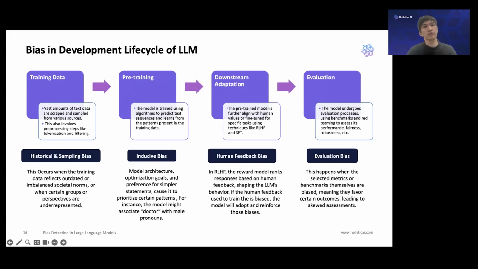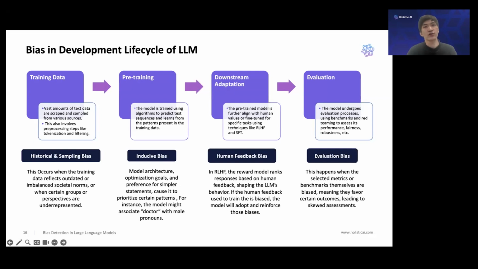And the next one is the downstream adaptation stage, where the model providers will fine-tune the model for specific tasks or align it with human values. For example, supervised fine-tuning, SFT, helps the model perform specific tasks better, while reinforcement learning from human feedback, what we call RLHF, aligns the model output with human preferences. But in RLHF, a reward model ranks responses based on the human feedback and is guiding the model behavior.